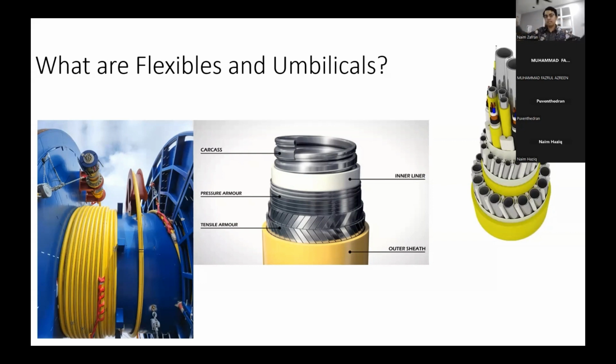Kenapa dia tak buat yang panjang? It's because kalau dia buat yang panjang, dia kena lorry yang sangat panjang untuk bawa all this pipe. Jadi dia patah-patahkan pipe ni, bila sampai to site, baru dia weld kan. Tapi untuk flexible, dia unik sebab dia tak perlu, you boleh buat panjang-panjang. Dan you tak perlu lorry yang sangat panjang. Instead, you gulungkan dia macam benang. Like you see on the left, this is actually picture I nampak ni. And on the right is an umbilical.